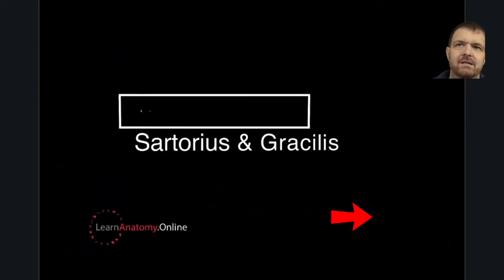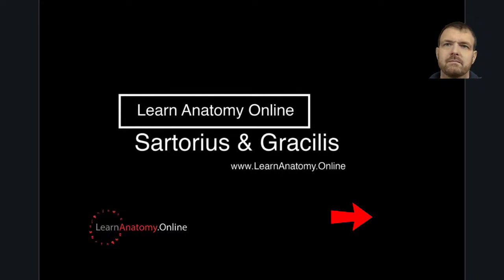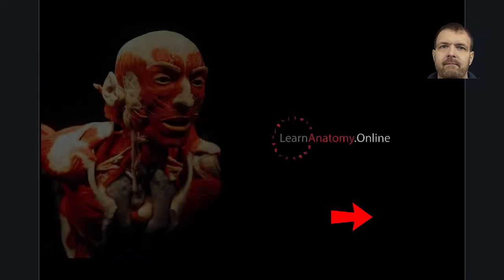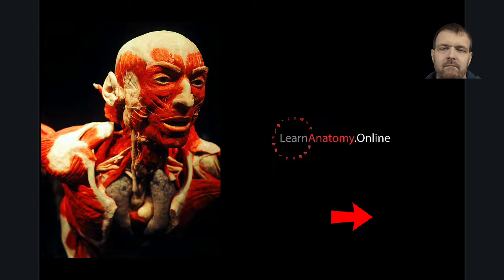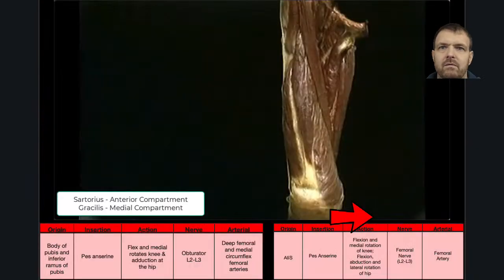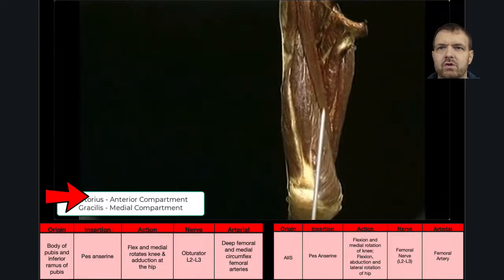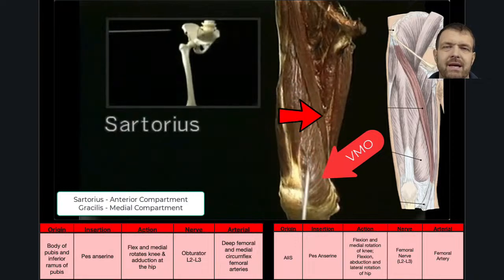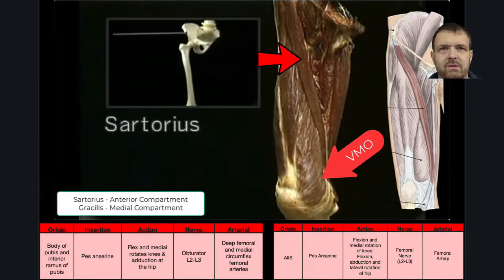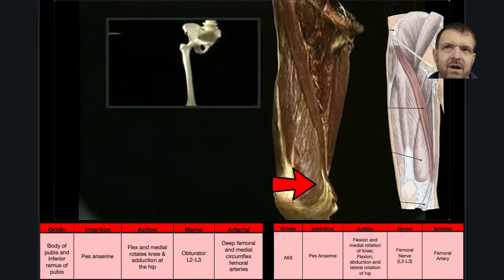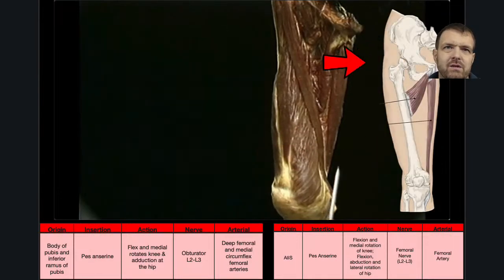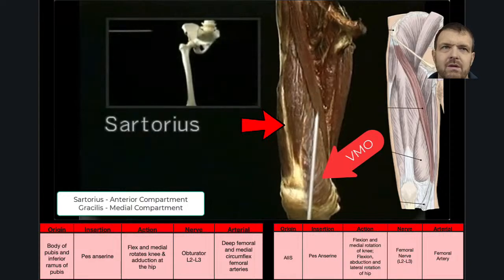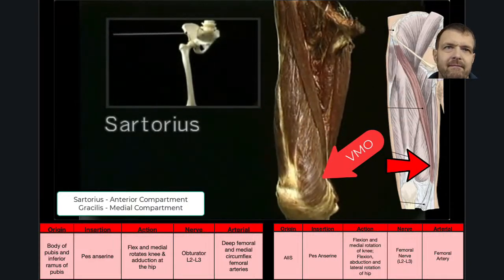Cool. Right, let's have a look at this one. So here's sartorius and gracilis. Sartorius is in the anterior compartment, gracilis in the medial, and there's your sartorius there. That's one of the most superficial muscles that you can see. Vastus medialis just here. So that's what it looks like in the textbooks. Just go back one. There we go. So you can see it just there.